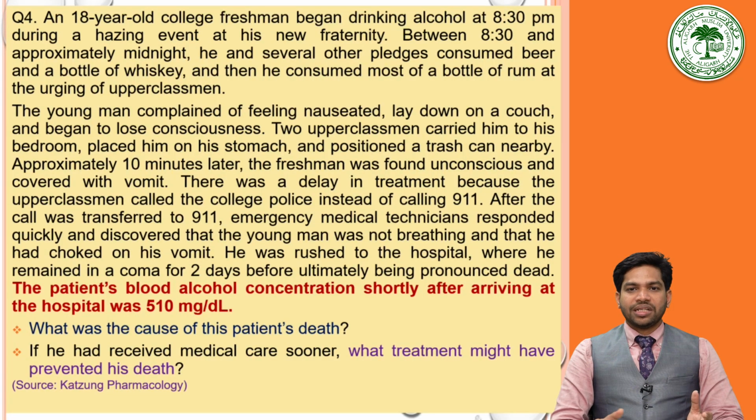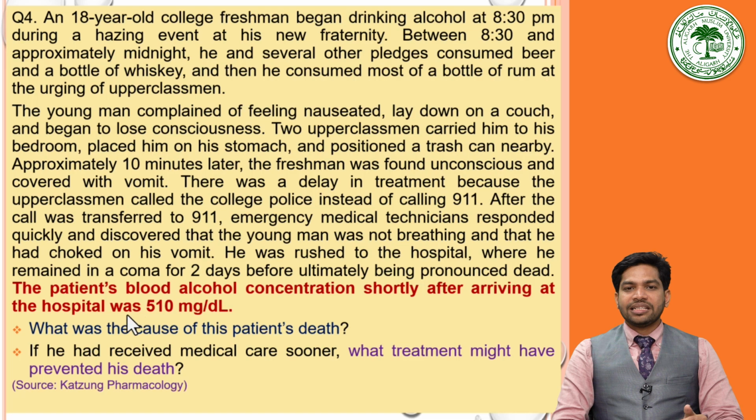Then coming to the question that we shared at the start of our lecture, this one particular question we can answer now. In this case, the patient has very large intake of the alcohol. He consumed beer and a bottle of the whiskey. Then he consumed most of a bottle of the rum at urging of the upperclassmen. And at the time of the arrival in the hospital, the alcohol concentration shortly after arriving at the hospital was 510 mg per deciliter.